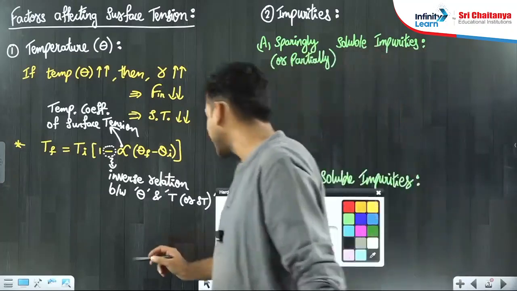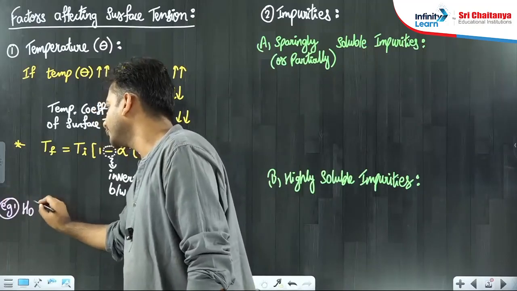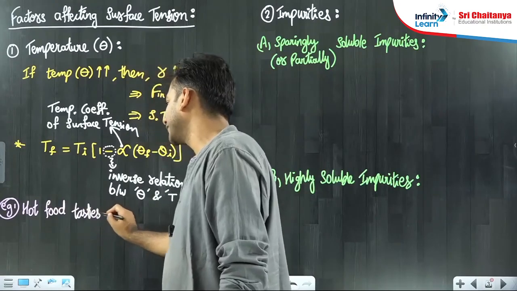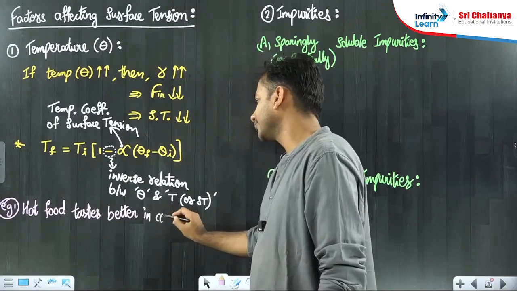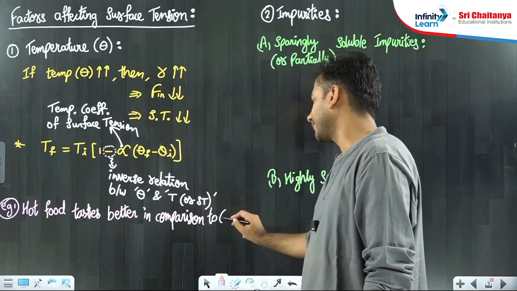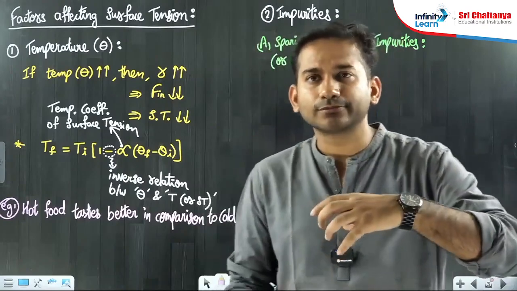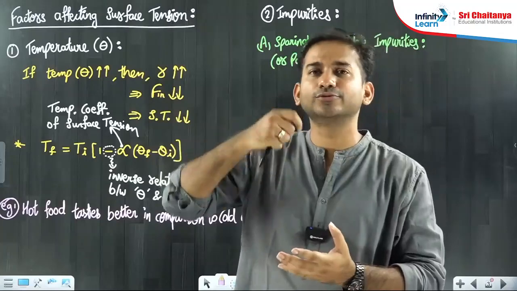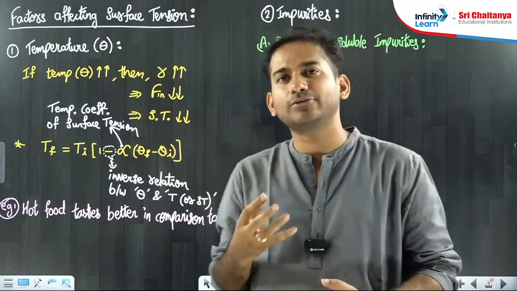For example, example number one: hot food tastes better in comparison to cold food. The reason is, if you have cold food, at lower temperature, surface tension will be high. So if you eat cold food, cold soup or cold liquids, you won't be able to taste it in a good way.